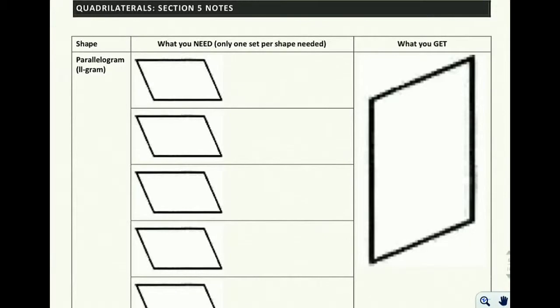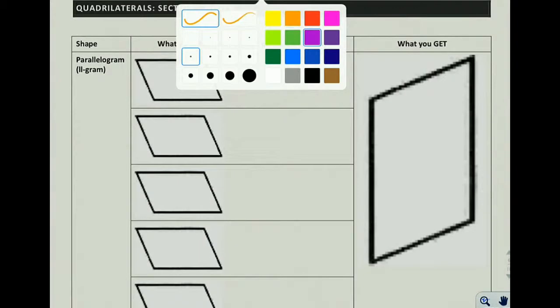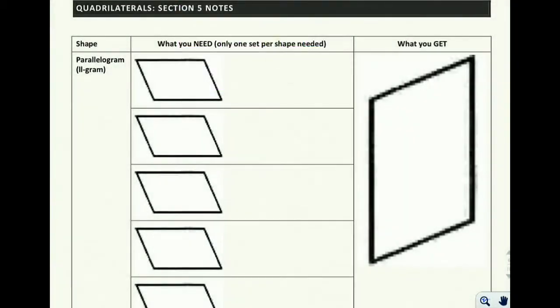In section 5, we're looking at different quadrilaterals and what we actually need to prove that we have one of those shapes. We're going to start out with parallelogram. There are a lot of different ways that we can prove that we have one. First one, most straightforward, is having opposite pairs of parallel sides. Whenever we know that the opposite sides are parallel, we know that we will get a parallelogram.